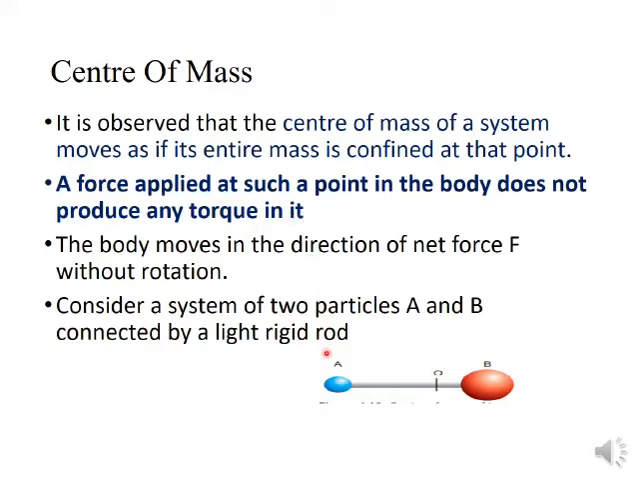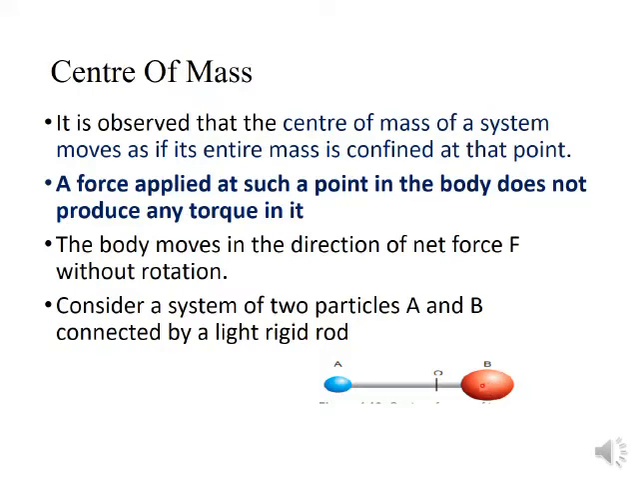Now consider a system of two particles A and B which are connected by a light rigid rod. Let the force be applied at particle A or near particle A, the system will move, but the system will also rotate. And if we apply force on the heavier particle B, at this point the system will move as well as rotate.